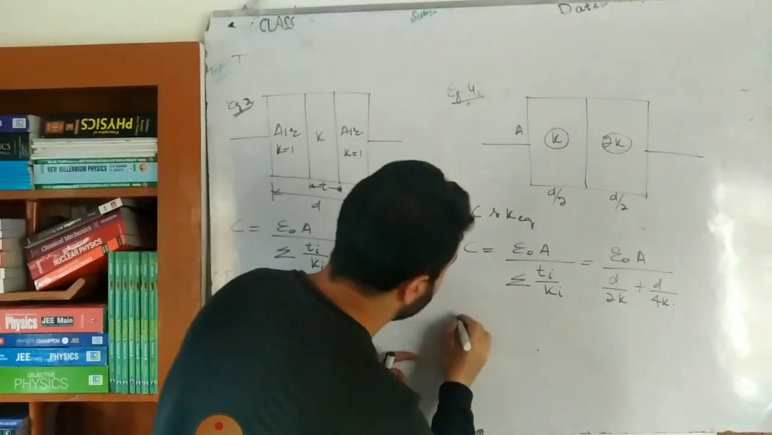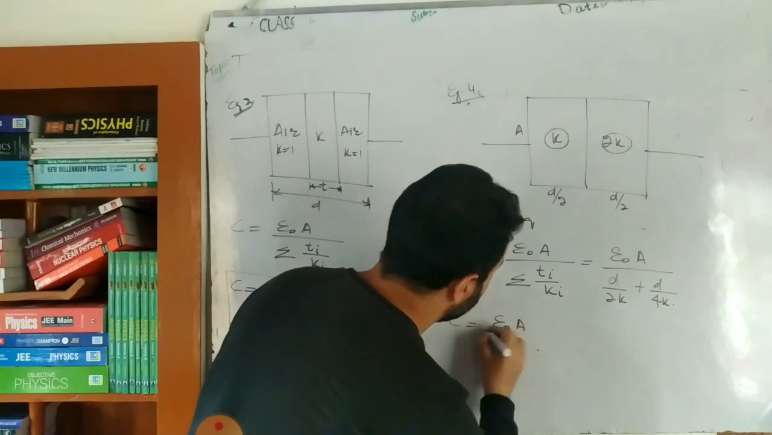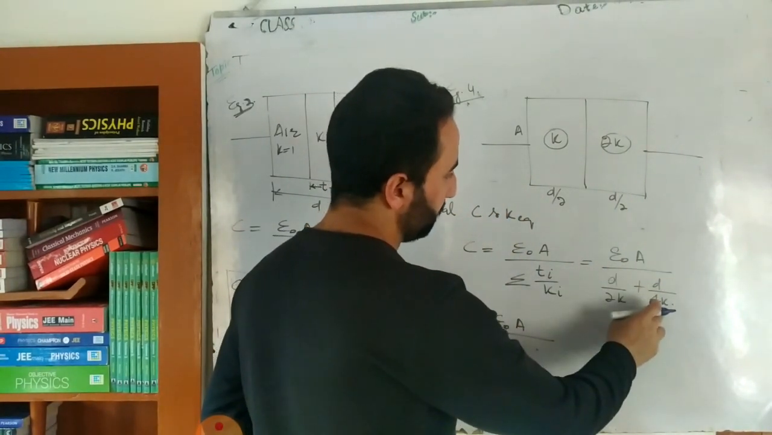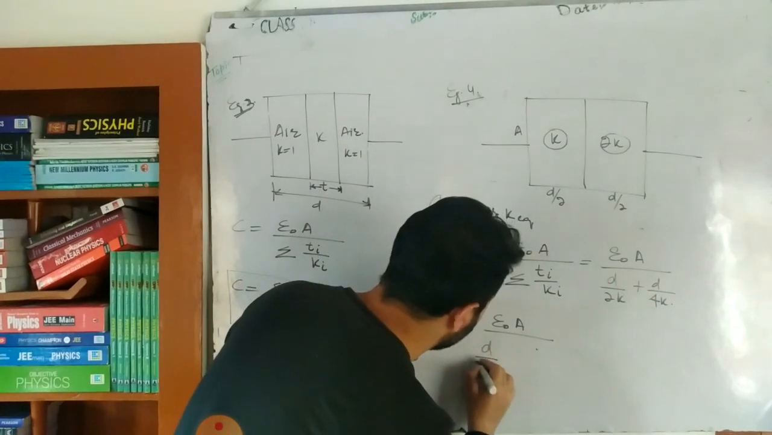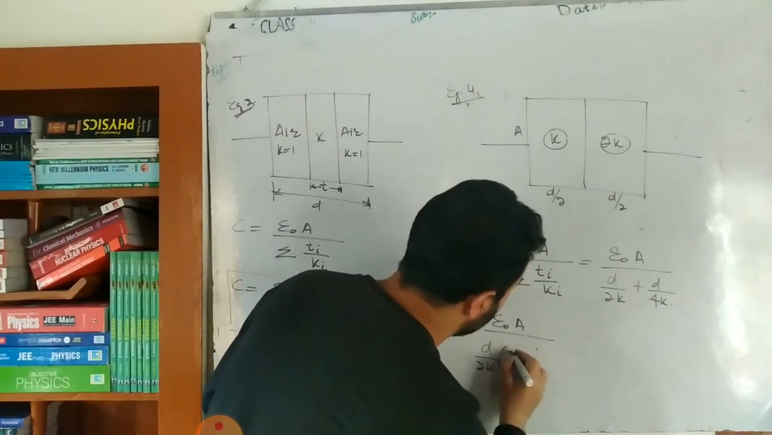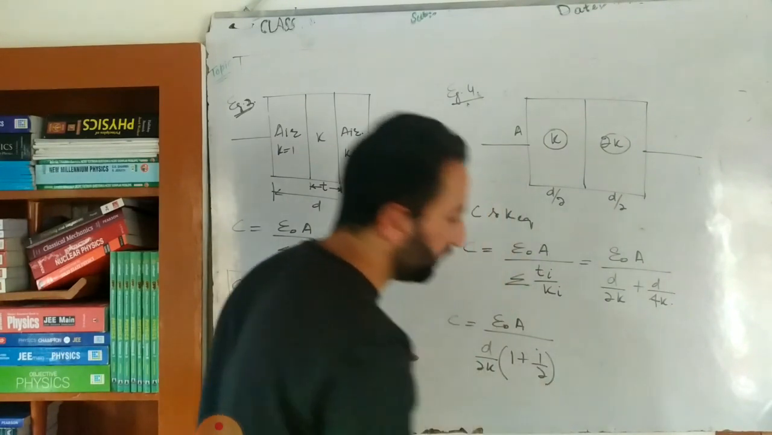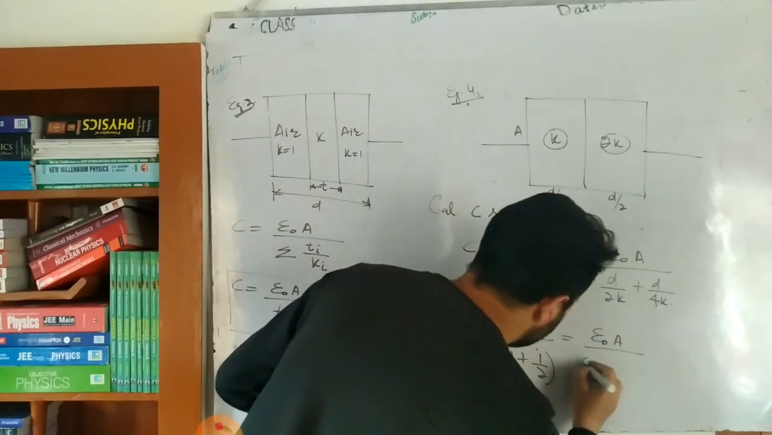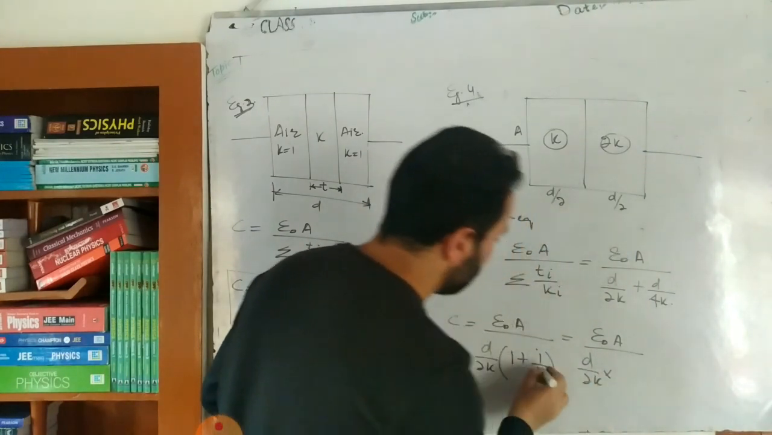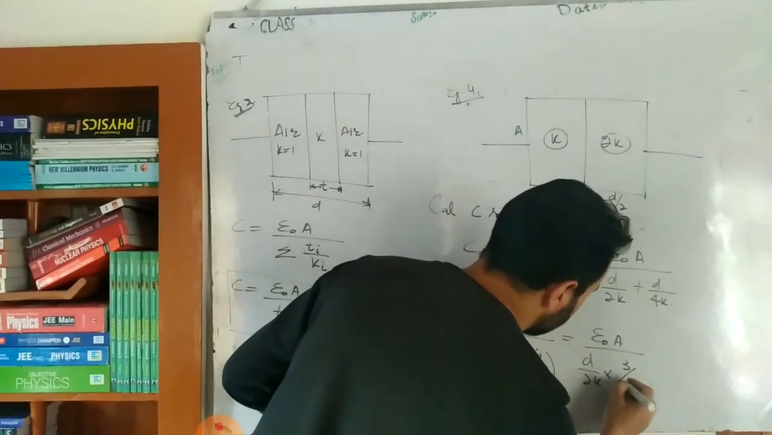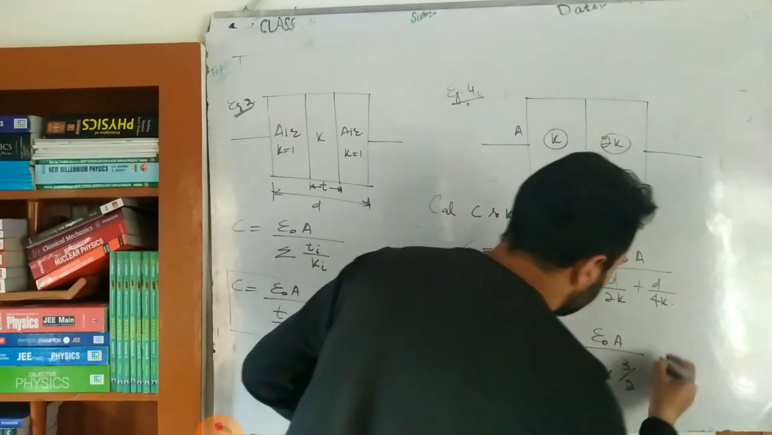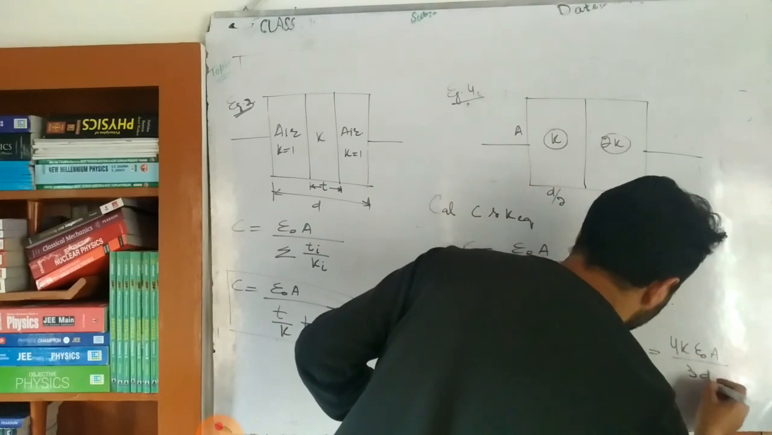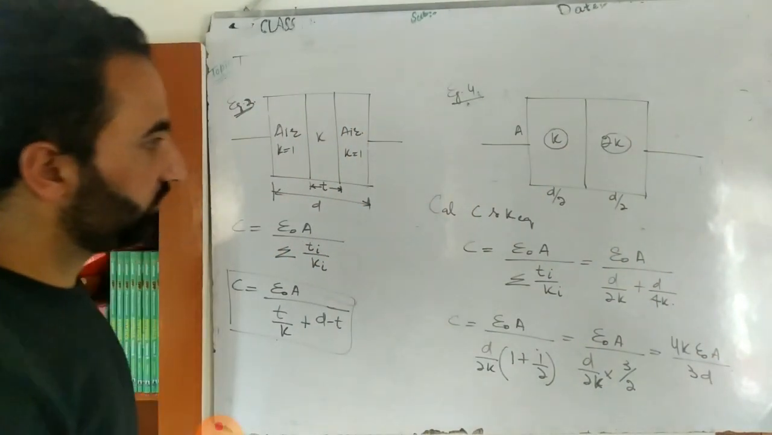Now capacitance C will be equal to epsilon 0 A divided by... Now what will we write here? Go for the cross multiplication, or let's take this d by 2K common. Let's take d by 2K common: 1 plus 1 by 2. That will be equal to epsilon 0 A divided by d by 2K multiplied by 1 plus 1 by 2, which is 3 by 2. 2 twos are 4, so its answer is 4K epsilon 0 A divided by 3d. So this is the equivalent capacitance.